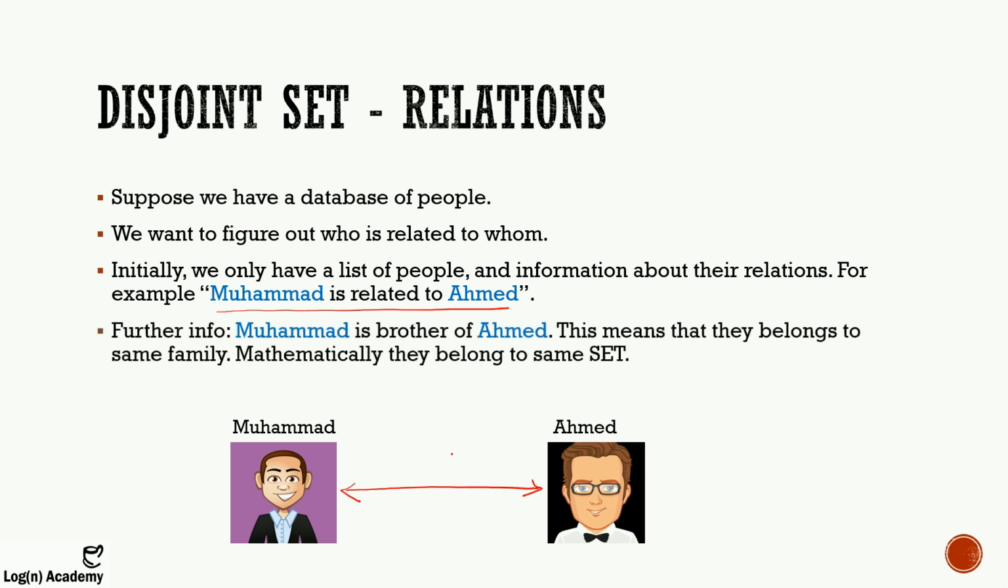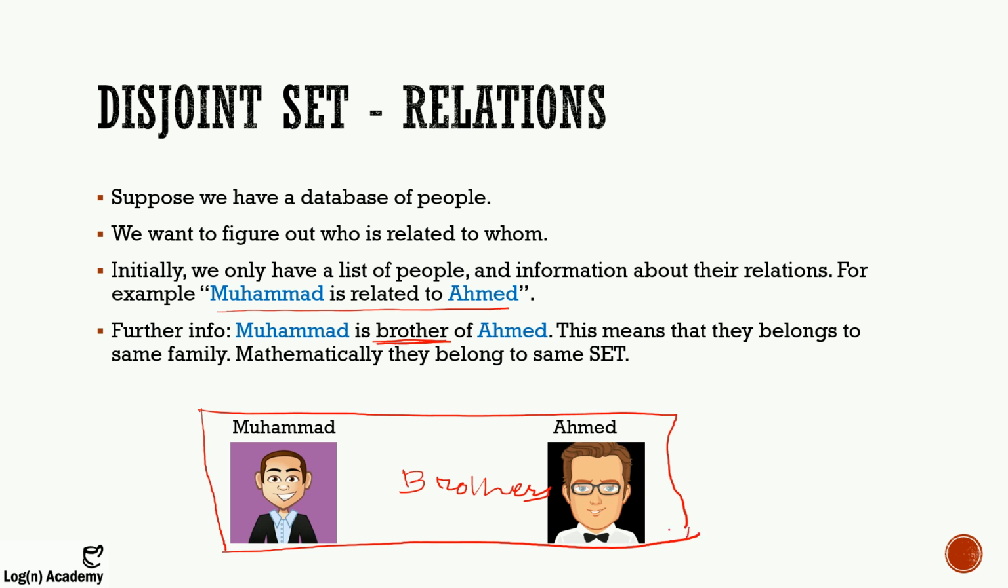Now we have information which is Muhammad is a brother of Ahmad, right? This means that they belong to the same family. Mathematically, they belong to the same set. Now we have some concrete information, and now they both are brothers, right? So we can say that they both belong to the same family, right?